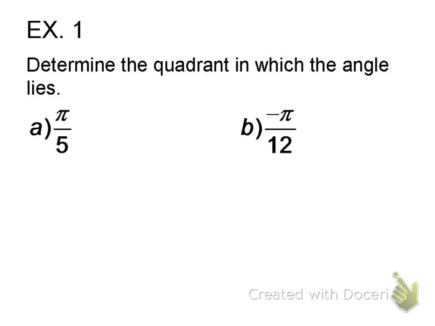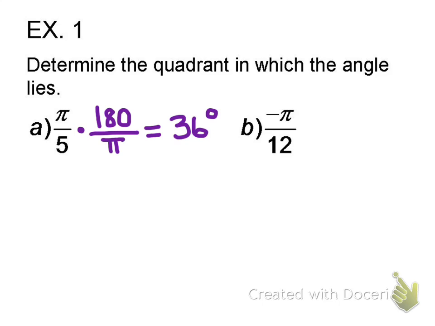Okay, so these are the examples for section 4.1 on radians and degrees. Example 1 says to determine the quadrant in which the angle lies. Since we're not real familiar with radians at this point, it's easier to go ahead and convert these angle measurements into degrees, then figure out which quadrant they would be in. To do that, we're going to multiply the radians by 180 over pi. So when I multiply pi over 5 times 180 over pi, you're going to get 36 degrees.